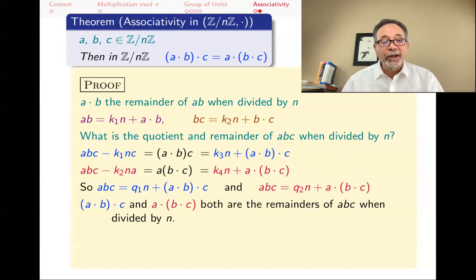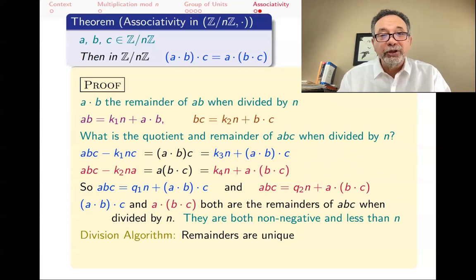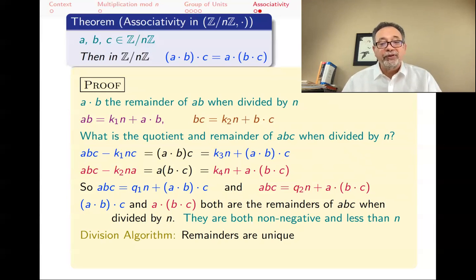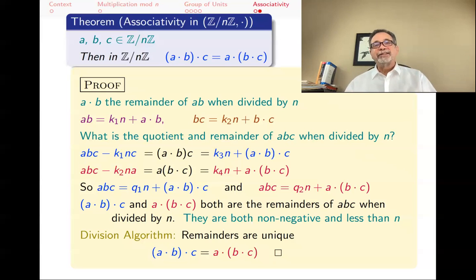When I look at these two equations, I see that I'm taking abc and dividing it by n in both cases, and I'm getting a quotient and a remainder. And these are remainders, and they're both non-negative and less than n. But the division algorithm says that the remainders are unique, that you can't find two different remainders, and therefore a dot b dot c is the same as a dot b dot c.